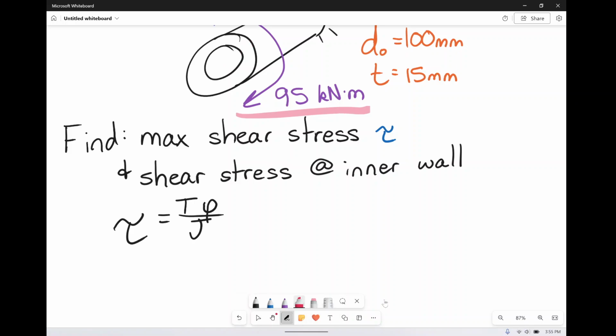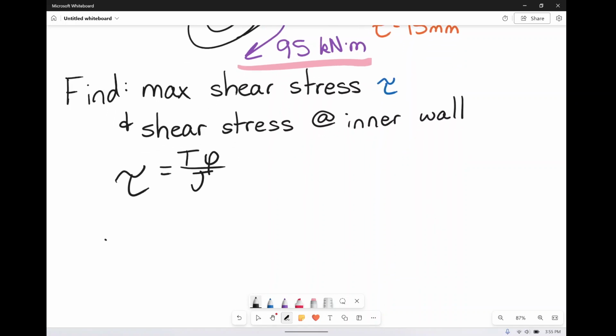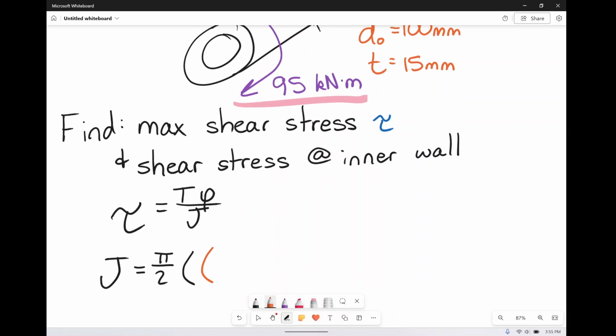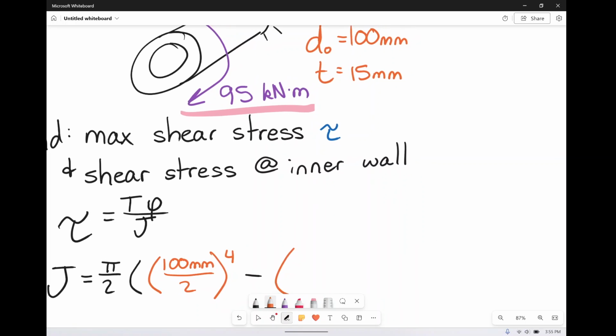So we technically have those already pre-given, but you know what we don't have? We don't have J. So let's find J. Again, we're a tube, so a tube is going to be pi over 2 times the outside radius. Again, we have diameter, so if our diameter is 100 millimeters, divided by 2, magically that's now radius. Put that to the fourth and then minus off your inside one, but our inside one's a little bit different.